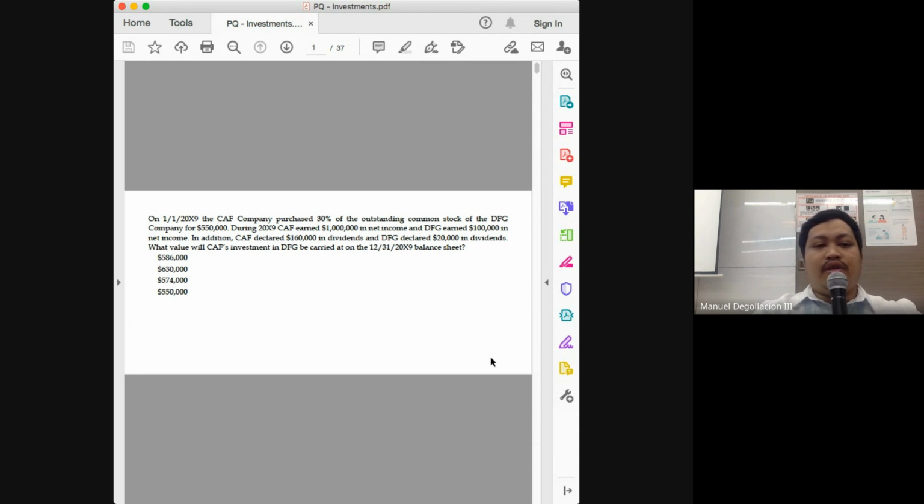So first theory you have to remember here is an associate relationship will arise if the shareholdings of the investor will reach up to what point? 20% or more. So if the investor company will own at least 20% of another company, there is a presumption that the investee will be an associate of the investor. But the primary test here is not really the percentage, class.